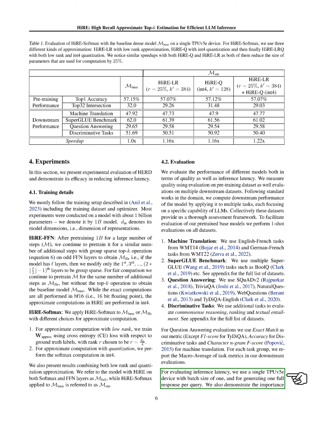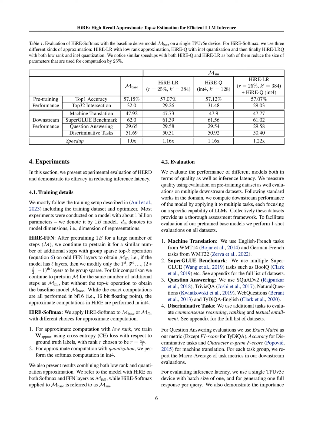To evaluate inference latency, we use a single TPU-v5e device with a batch size of 1, generating one full response per query. We also highlight the significance of DA top K in scaling to multiple devices by presenting results for a configuration of 4 TPU-v5e devices. We report speedups by measuring the number of response tokens generated per unit time step.